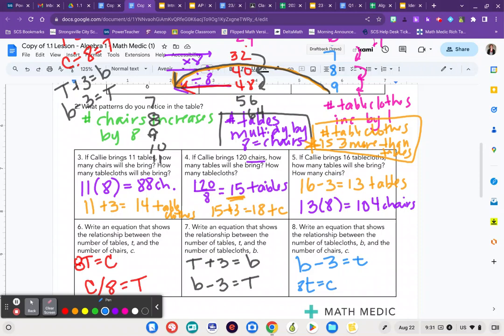And so I want to put this all together. I want to say, okay, so I think that I have to do 8 times (B minus 3), and that's going to equal C. Right, so I do B minus 3 first. That gets me tables. Take that answer, multiply it by 8. I'm going to get my chairs. So a little bit of extension in our thinking.